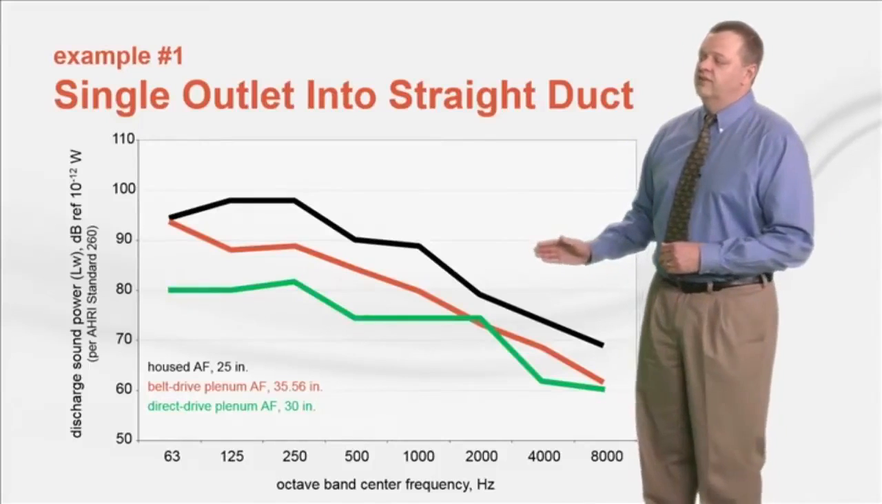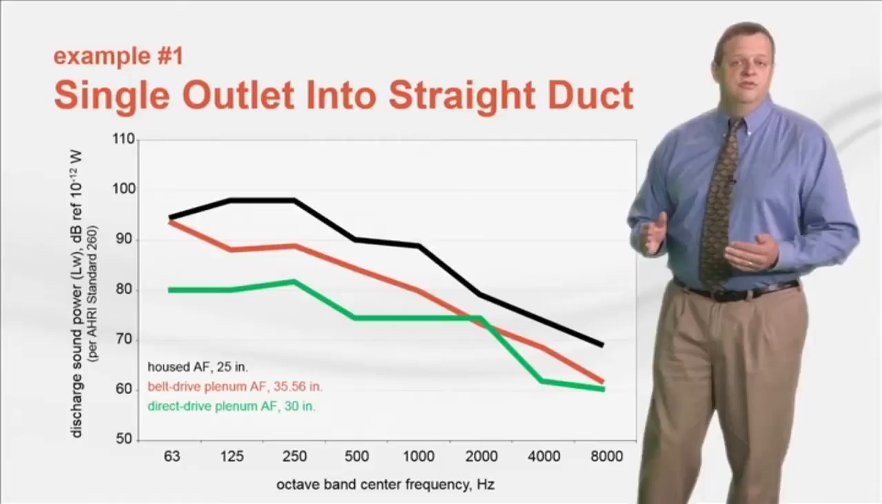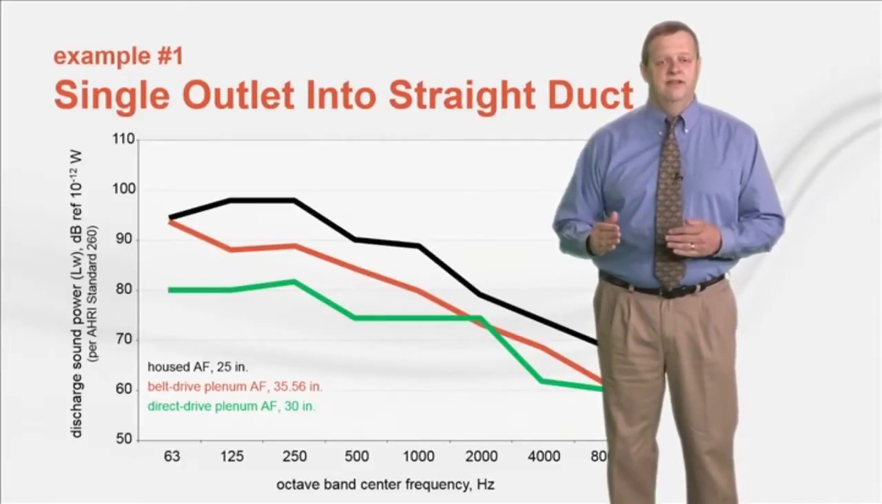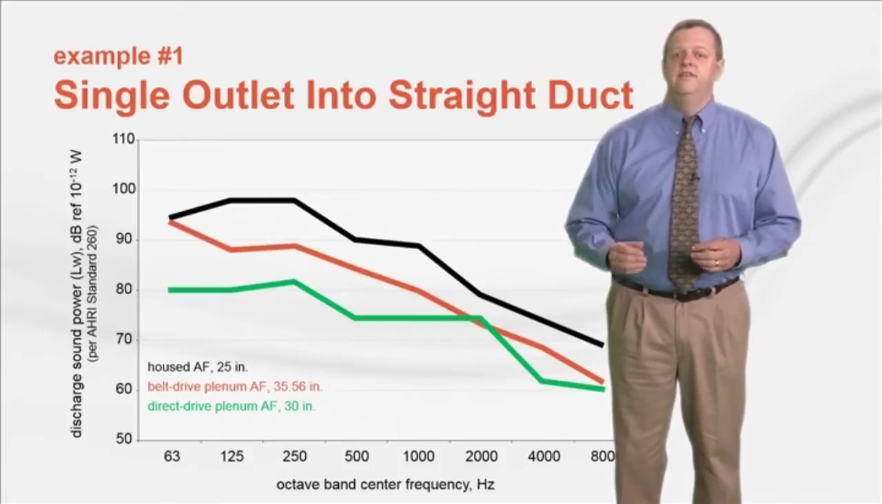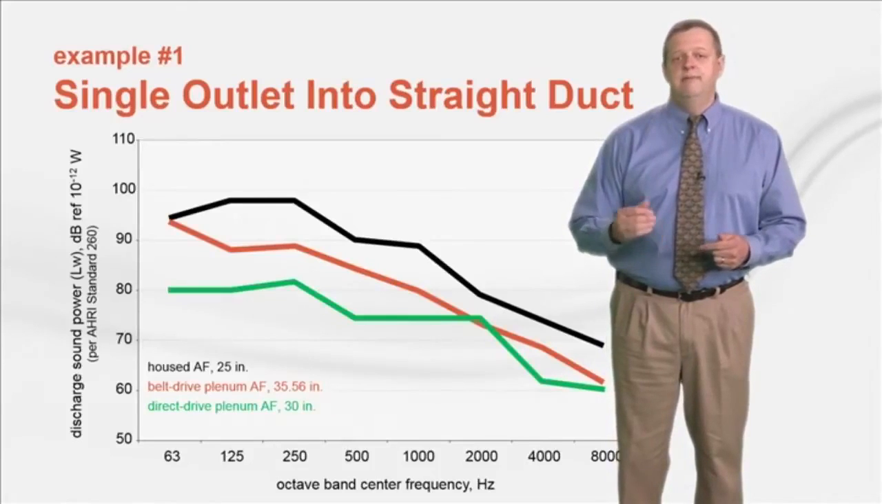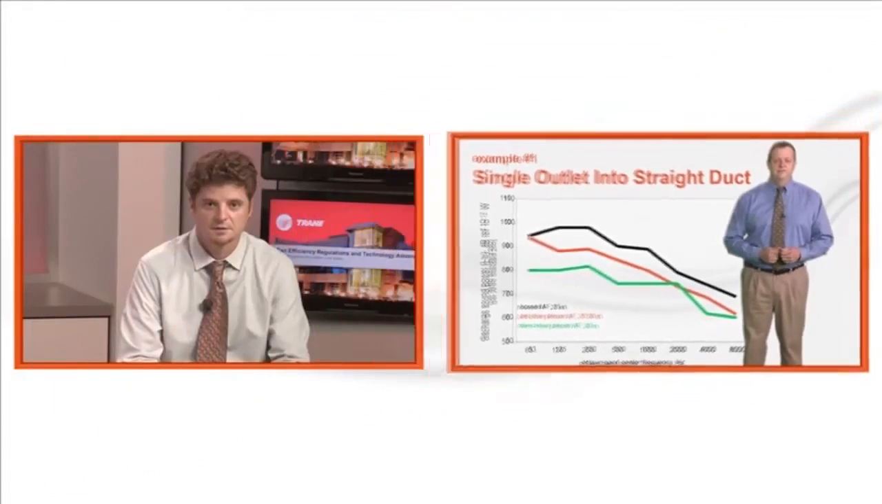Of course, this chart compares discharge sound. On the inlet side, plenum fans will usually have higher sound levels than house fans. Depending on the fan's location within the air handling unit, either discharge or inlet sound may be more important. So the quietest fan choice depends on the application.